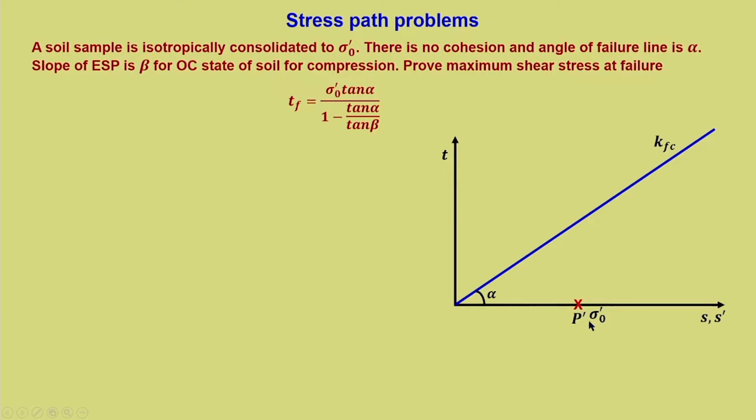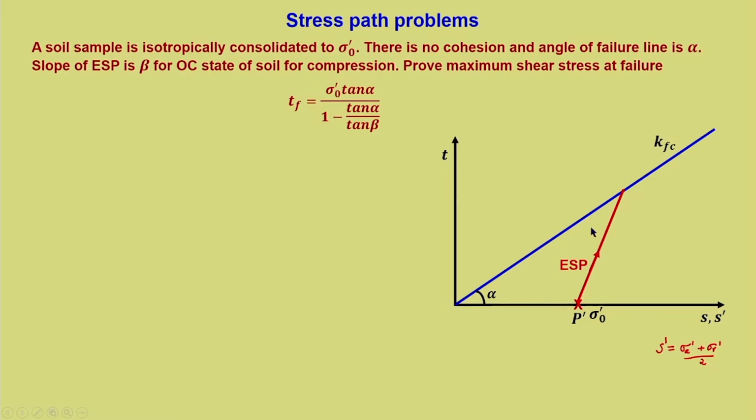Now, how does this point become sigma naught dash? Because we know that s dash is equal to sigma a dash plus sigma r dash by 2. Since it is isotropic, s dash is sigma naught dash plus sigma naught dash by 2. So, s naught dash, that is the initial point, is equal to sigma naught dash.